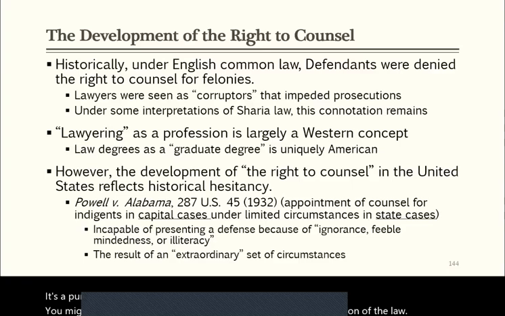Now, again, this is back in the day. When we think of the right to counsel, it's actually very much a Western concept. This idea of lawyering as a profession really is a Western concept. In the United States, law degrees are a graduate degree, so you have to go to undergraduate first and then go to law school. In England or other countries, a law degree is an undergraduate degree. So you major more or less in law, and then you do an apprenticeship, and then you become an attorney or a solicitor or a barrister, depending on the path that you choose.